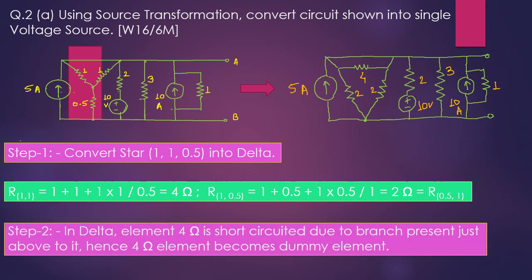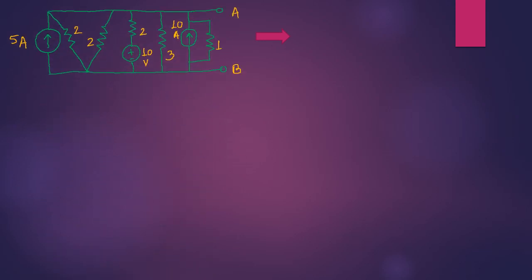Now apply step number 2. What is that step number 2? In the delta element, this 4 ohm branch is short circuited by the dead element. So this 4 ohm branch gets short circuited, hence the 4 ohm branch becomes the dummy element. So this is what we get from step 2. Step number 3: due to the dummy element removal, we are getting this particular circuit.